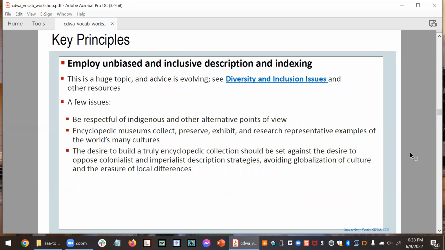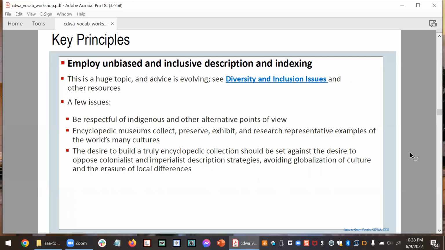And then finally, employ unbiased and inclusive description and indexing. This is a very important and current topic, and it's a huge topic. We do have a little bit of advice on our website, and you can see it in the presentation. The link is on this PowerPoint.